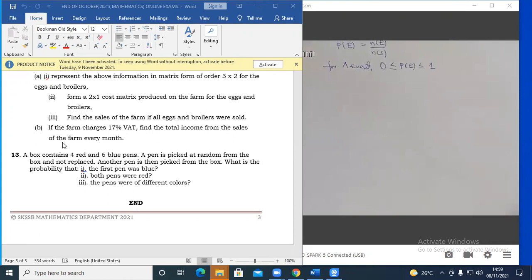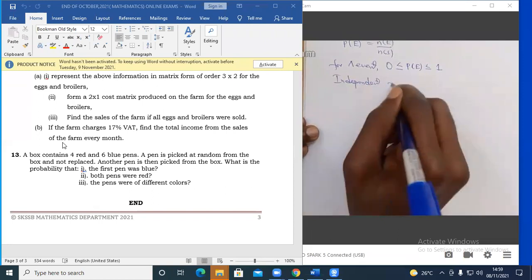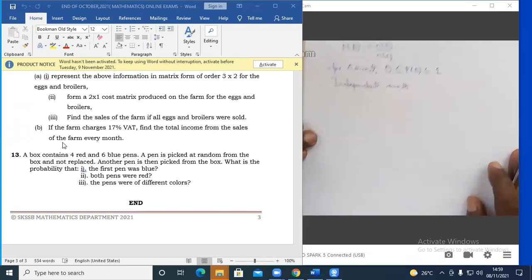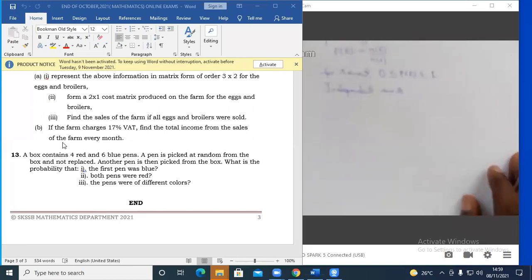We discussed very many items there. We talked about independent events. What did we say about independent events? We said independent events are events where the occurrence of one does not affect the occurrence of the other one.